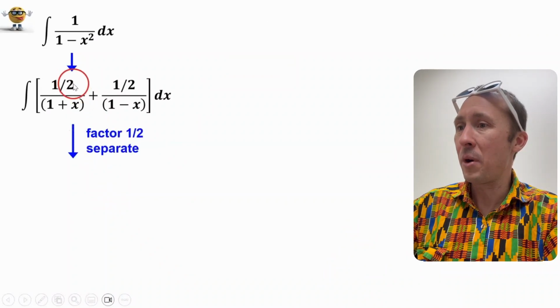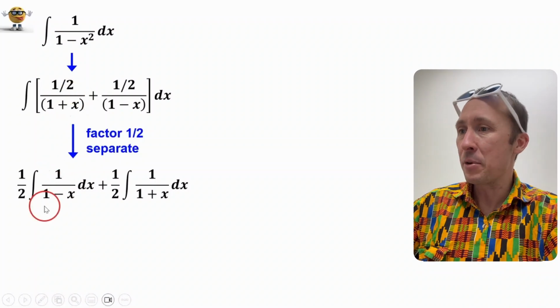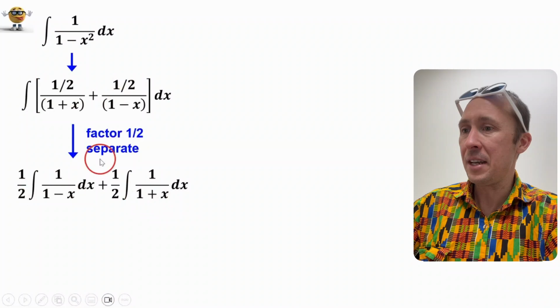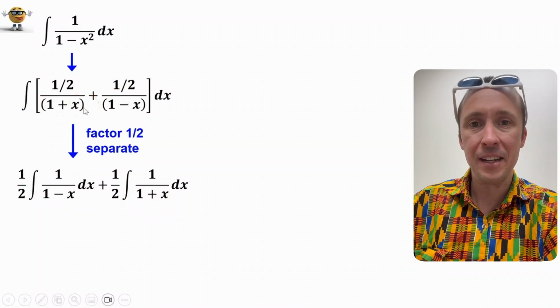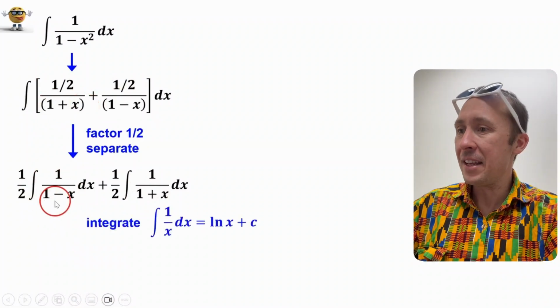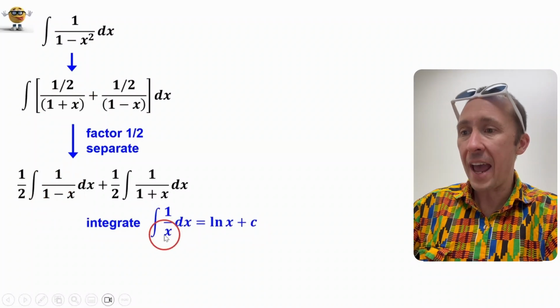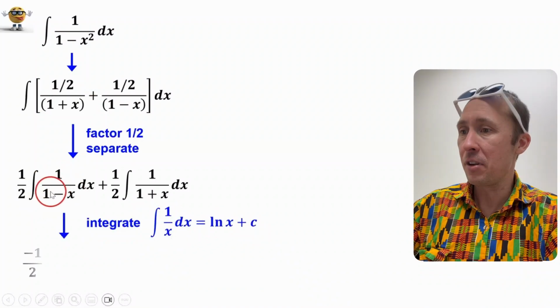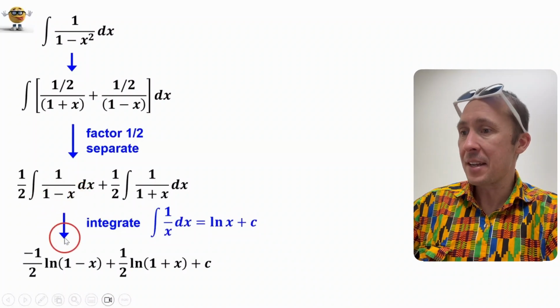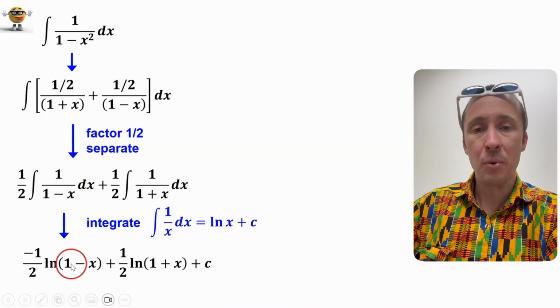We'll factor out the 1/2. It's kind of optional. And we're going to separate the terms. We're going to integrate each term separately. We can do that based on the linearity of integrals. If we do that, then the integral of 1 over x is ln x. So the integral of 1 over 1 minus x is negative ln of 1 minus x.